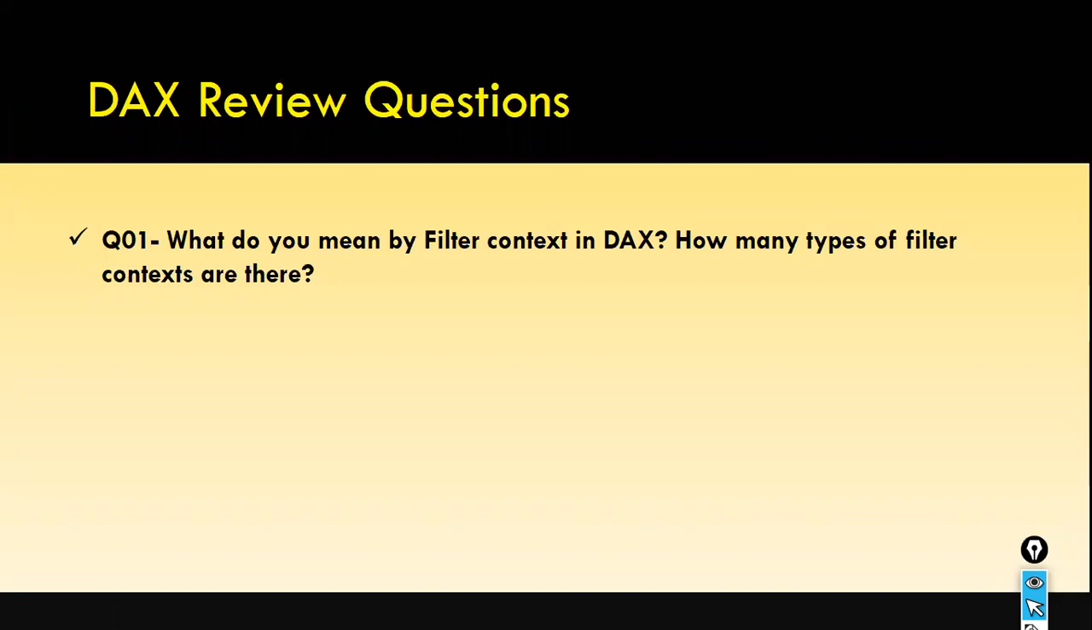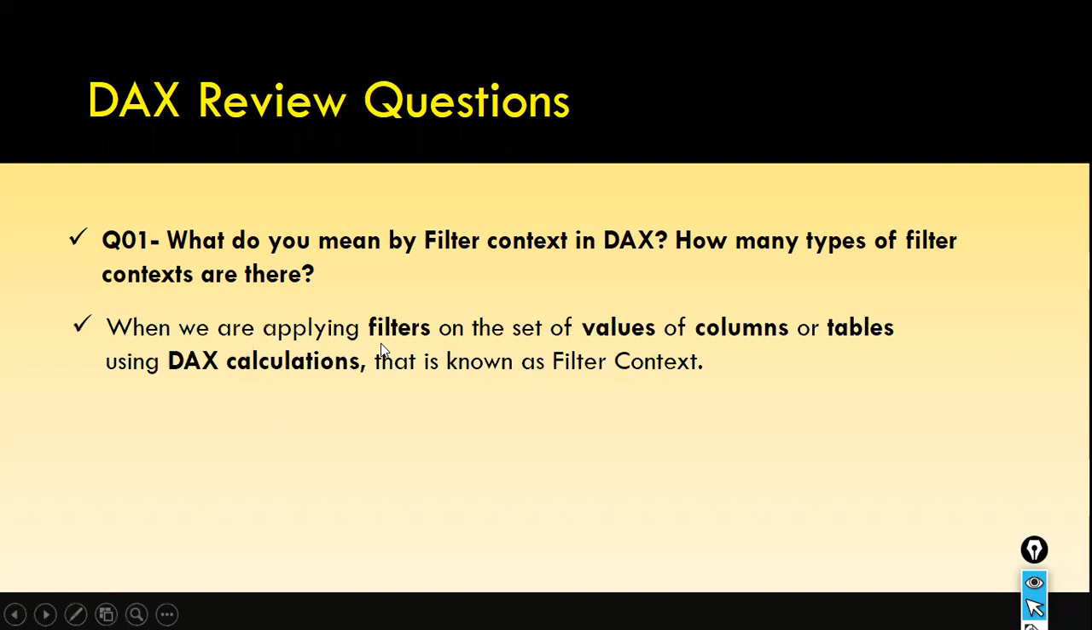Okay. So now the question: what do you mean by filter context? How many types of filter contexts are there? What is filter context? It is a type of evaluation context, right? There are two types of evaluation context. Forget about the query context: row context and filter context. The filter context is one of the evaluation contexts. It's a type of evaluation context.